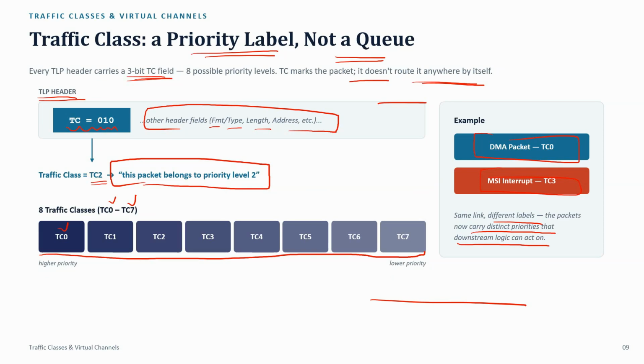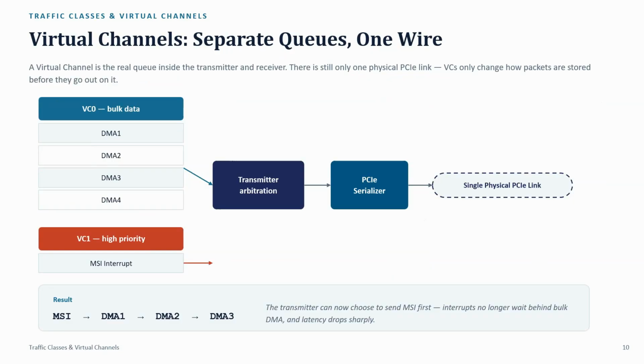You are going to keep it to a particular packet so that that particular packet is going to act. Now, next is virtual channels, where we are going to have separate queues on a single wire. So, a virtual channel is the real queue inside the transmitter and the receiver, and there is still only one physical PCI link. We are going to have only one PCI link, but we are going to have a group of channels which is being implemented inside your transmitter or receiver, where I'm going to have one particular channel.